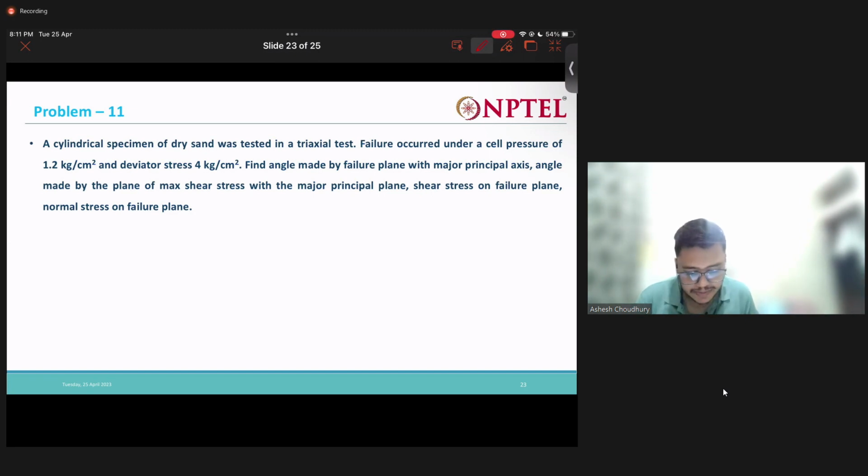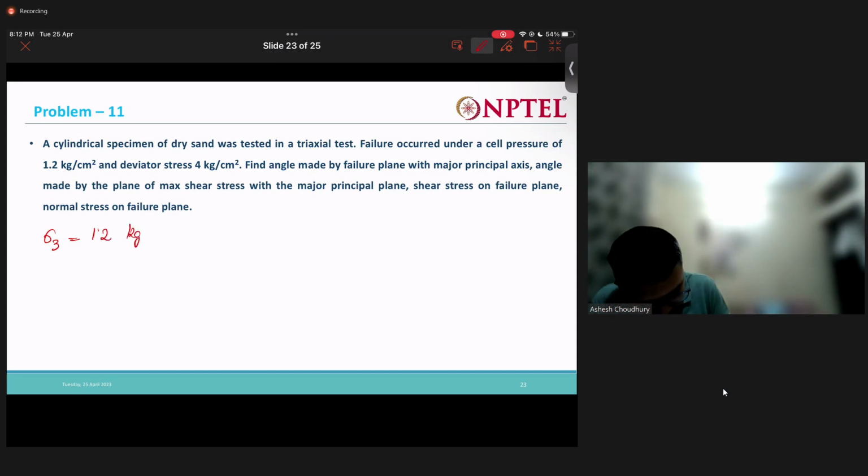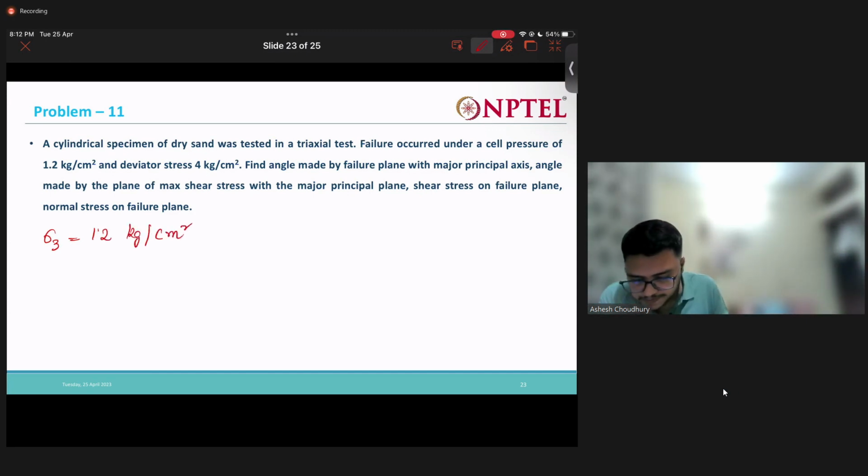A cylindrical specimen of dry sand was tested in a triaxial test. Failure occurred under a cell pressure of 1.2 kg per centimeter square and a deviator stress of 4 kg. Find the angle made by the failure plane with the major principal axis, the angle made by the plane of maximum shear stress with the major principal plane, the shear stress on the failure plane, and the normal stress on the failure plane. Okay, so let us first write sigma 3. Sigma 3 is given as 1.2 kg per centimeter square.